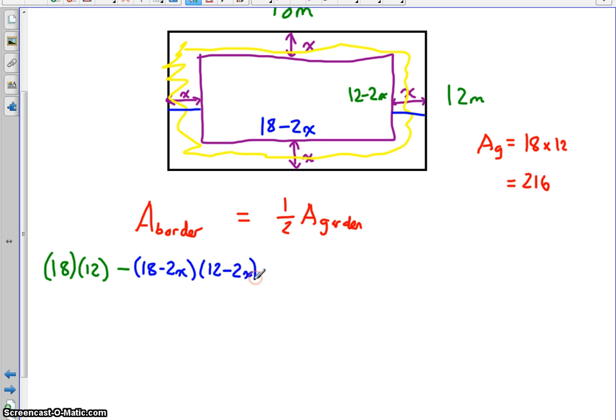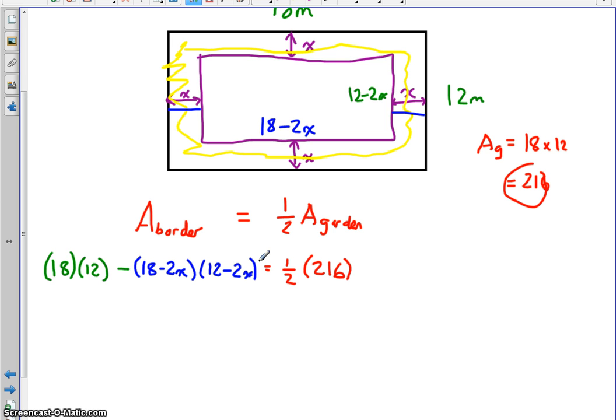So all I'm doing is taking the area of the outer rectangle and subtracting the area of the inner rectangle. And all that's going to be equal to is half the area of the garden, which is half times 18 times 12, which we said was 216. So this is my quadratic equation that I have to solve. And again, it looks very, very messy.